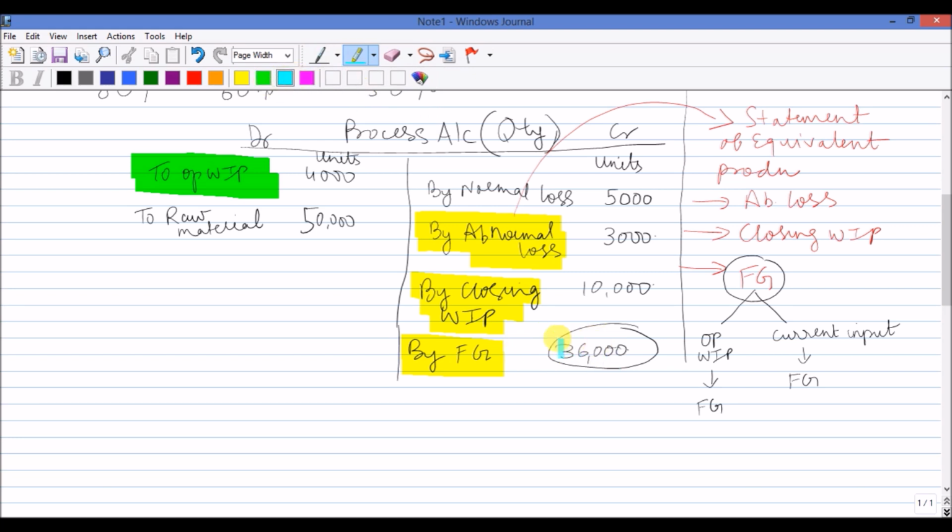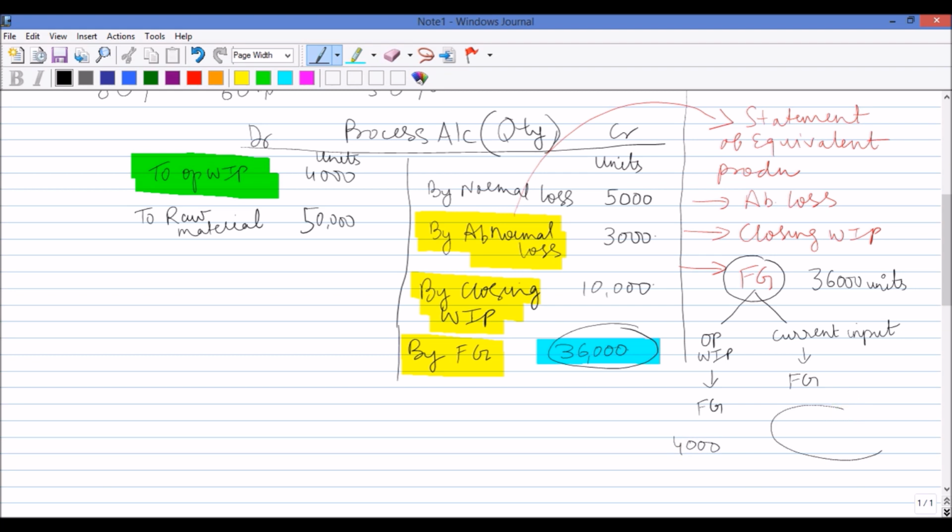So now friends, have a look at what I mean to say. I need to highlight with different colors. We have finished goods of 36,000 units. So here I'm going to write 36,000 units. Now friends, you can understand that your opening stock is 4,000 units, and these units you will convert into finished goods. So out of 36,000 units, 4,000 units are of opening work in progress, which is converted into finished goods.